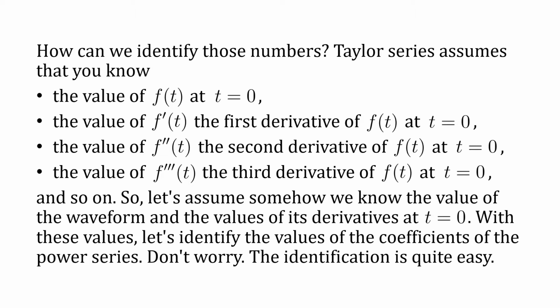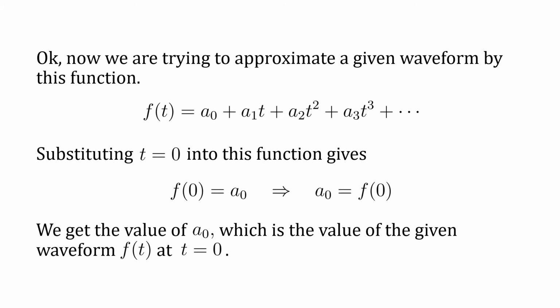With these values, let's identify the values of the coefficients of the power series. Don't worry. The identification is quite easy. Okay, now we are trying to approximate a given waveform by this function. f of t is equal to a0 plus a1t plus a2t squared plus a3t cubed plus etc.